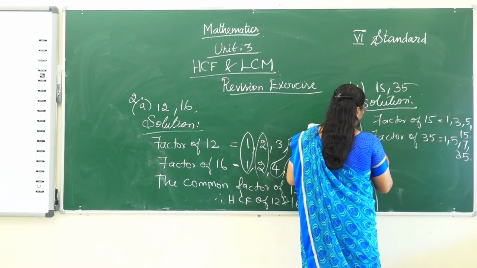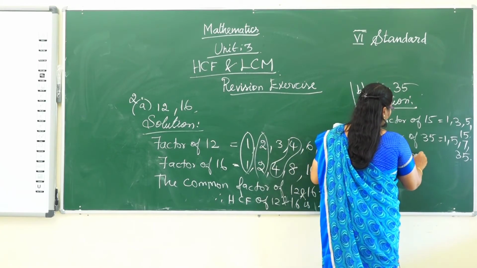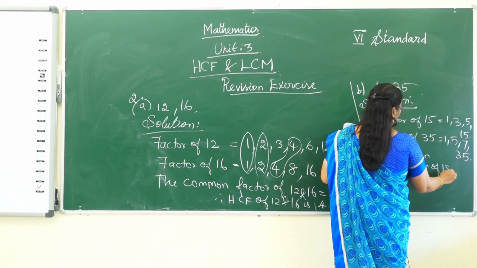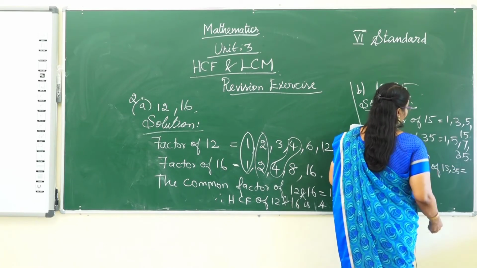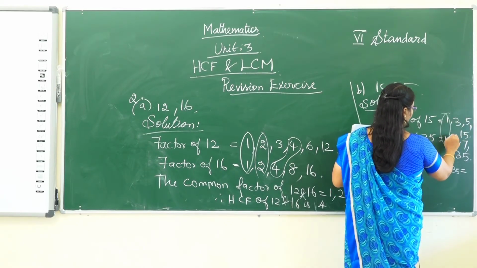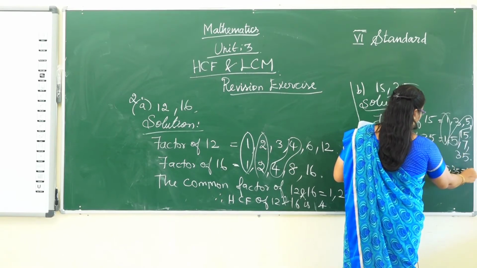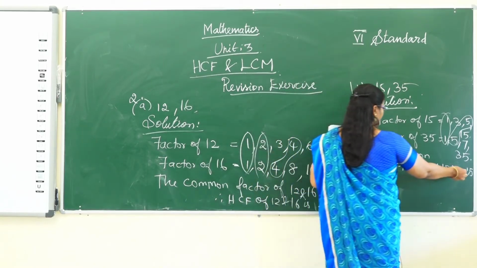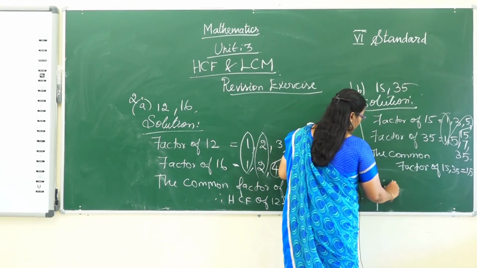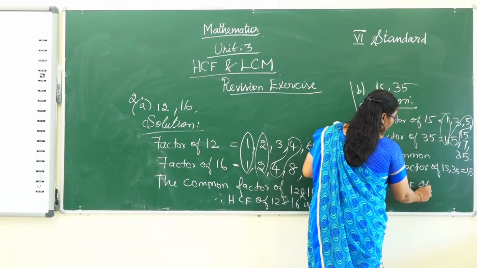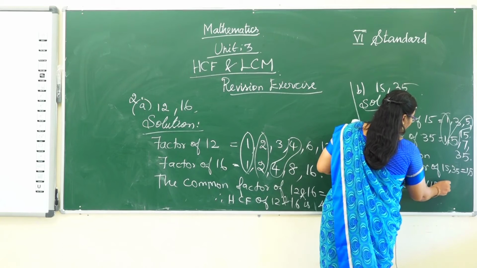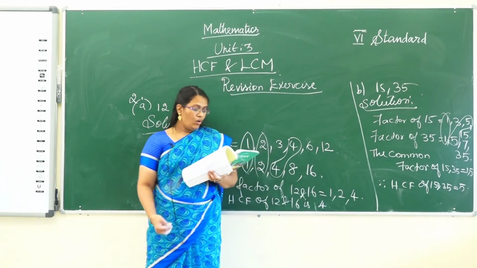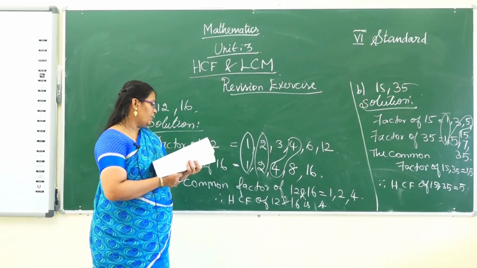Now write the common factors of 15 and 35 is equal to, what are the values? 1 and 5. We have to find out the highest common factor. Which one is the highest value here? 5. Therefore HCF of 15 and 35 is 5. Remaining two problems are homework. Okay. Now see the third problem.